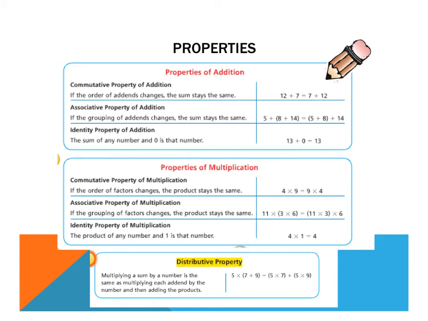We also have the identity property of addition. That one's pretty easy. It just says the sum of any number and 0 is that number. Now we can move on to the properties of multiplication.